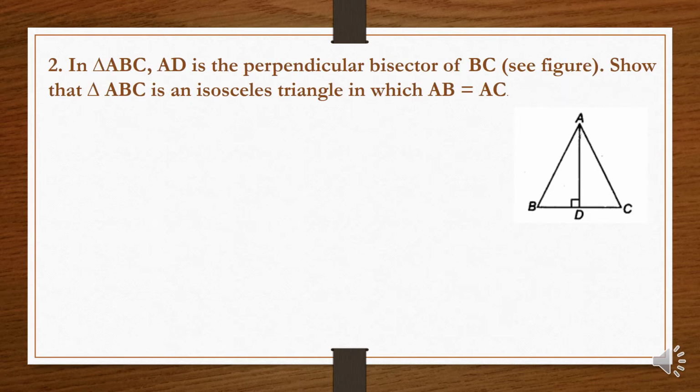Question number 2. In triangle ABC, AD is a perpendicular bisector of BC. Show that triangle ABC is an isosceles triangle in which AB equals AC. So here we can clearly see that in this triangle ABC, AD is the perpendicular bisector, as a result of which angle D will be 90 degrees and BD will be equal to CD, as AD is the bisector.